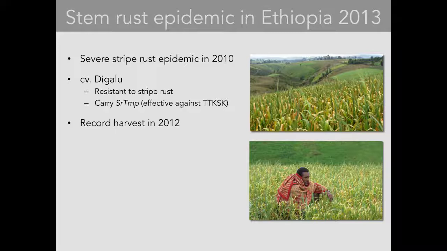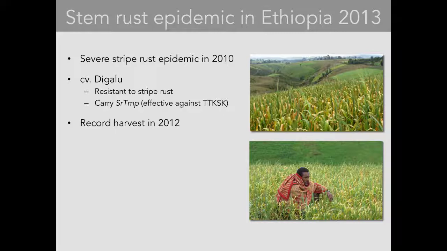So as a response to this epidemic, farmers immediately started adopting cultivar Digalu. This cultivar has 3 main characteristics. It's a high yield crop, it's resistant to stripe rust, and it also carries SrTmp, which was a gene that is effective against TTKSK. Because of this rapid adoption of Digalu, the country rapidly increased its production, reaching a record high in 2012. So in just a matter of 1 year, from 2011 to 2012, Ethiopia increased its wheat production by 18%.